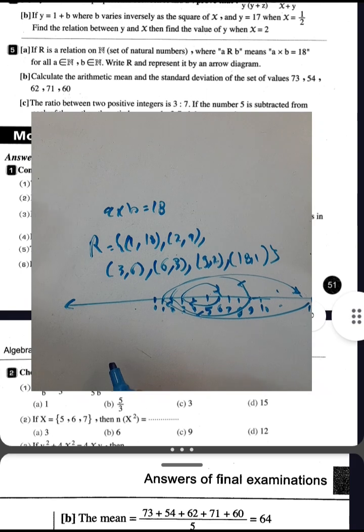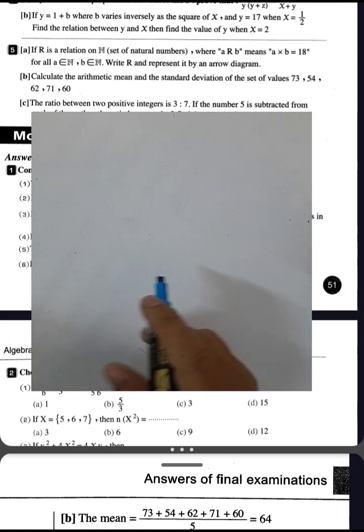Calculate the arithmetic mean and standard deviation. You can solve this example, it's very easy. You can find the mean and draw the table.